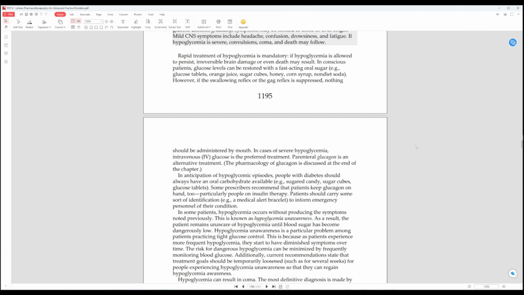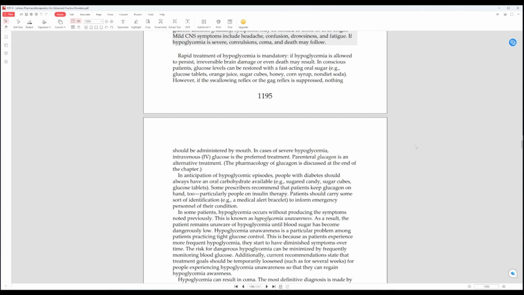In conscious patients, glucose levels can be restored with a fast-acting oral sugar. So glucose tablets, orange juice, sugar cubes, honey, corn syrup, and non-diet soda. However, if the swallowing reflex or the gag reflex is suppressed, nothing should be administered by mouth. In cases of severe hypoglycemia, IV glucose is the preferred treatment. Parenteral glucagon is an alternative treatment.